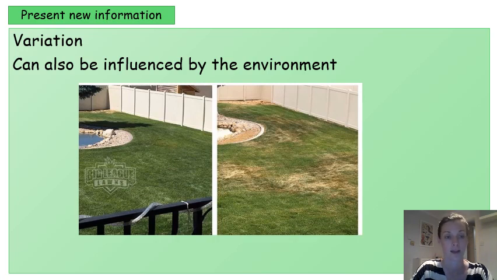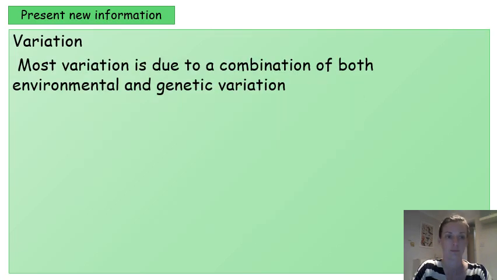So variation doesn't have to just apply to animals. It's important for you to remember that when you're talking at A-level standard, we wouldn't just be talking about animals, you'd be talking about plants, you might be asked about fungi. There is variation across all organisms that can also be influenced by the environment as well as their genetics. However, most variation that you will see is mainly a combination of both environmental and genetic variation.